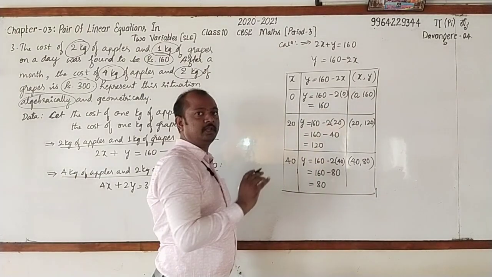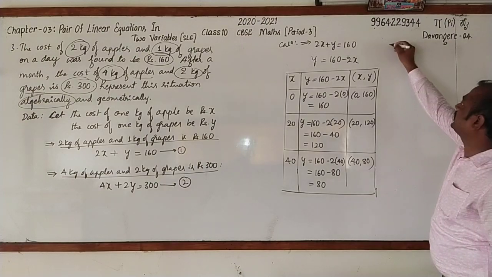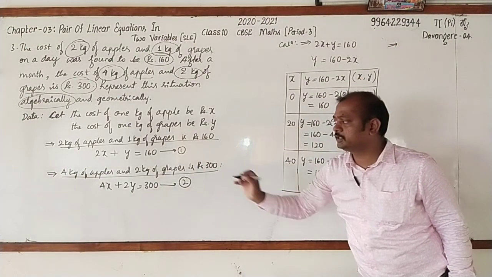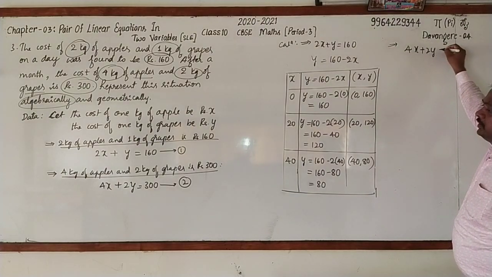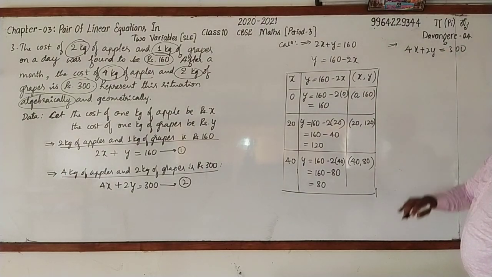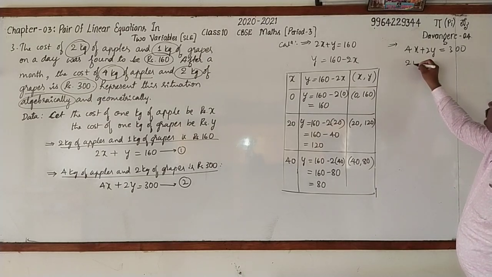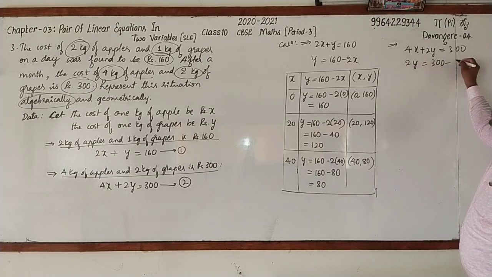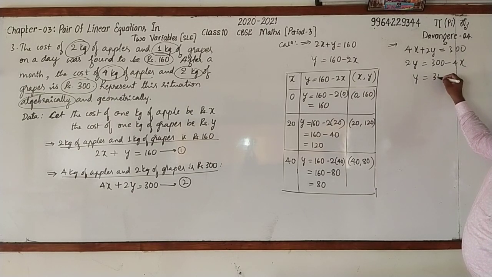These are the three coordinate points. Now let us go for taking the next equation. What is the next equation? It is 4x plus 2y is equal to 300. Then solve 2y. 2y is equal to 300 minus 4x. Then solve y. y is equal to (300 minus 4x) whole divided by 2.